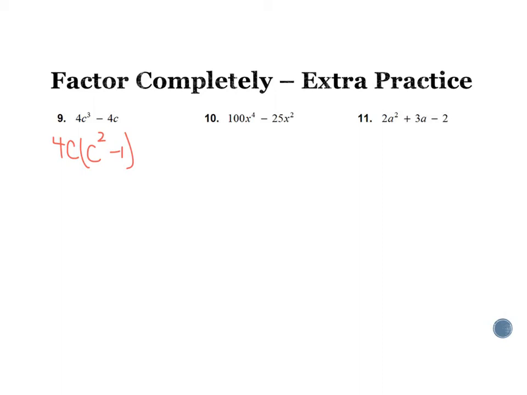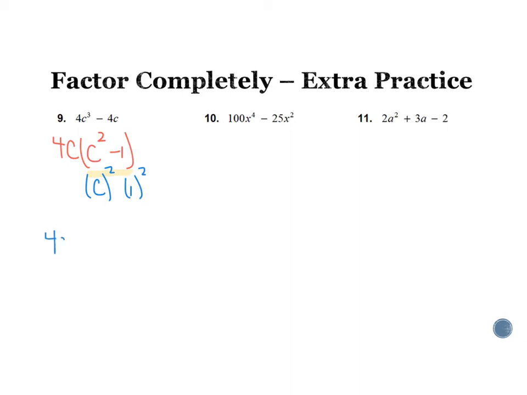Now what's left is this c squared minus 1, and based on our flow chart, which you might have written down, you're looking at a binomial. Does it happen to be a difference of squares? Is the first term something squared? It is c that's being squared. And is the second term something squared? It's a 1 that's being squared, so it is a difference of squares.